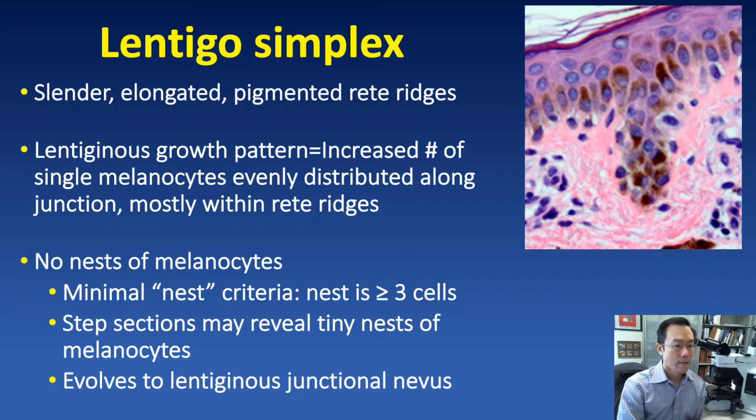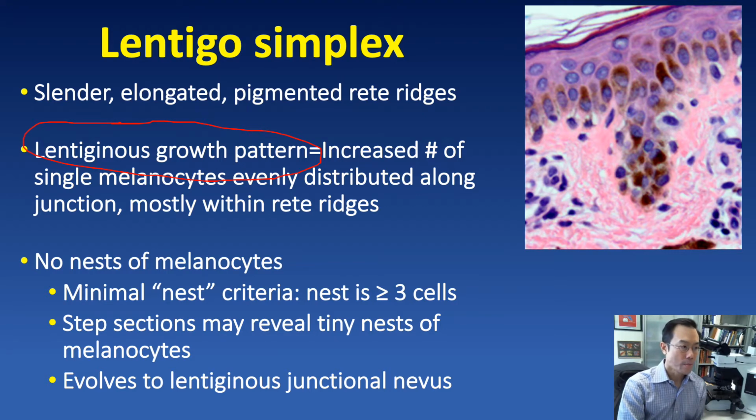For both nevus and melanoma, we'll sometimes refer to this lentiginous pattern of growth. And so the simple lentigo is the prototype for this lentiginous pattern of growth, defined by an increased number of single melanocytes. In the benign variants, they're usually pretty evenly distributed along the junction and mostly within the reedy ridges. The next step in the progression of benign melanocytic proliferations is the lentiginous junctional nevus.